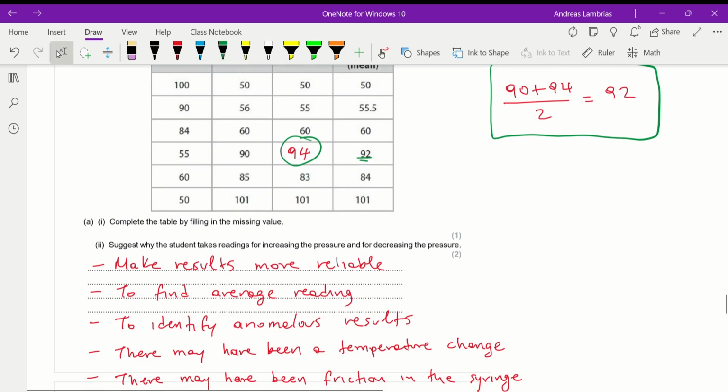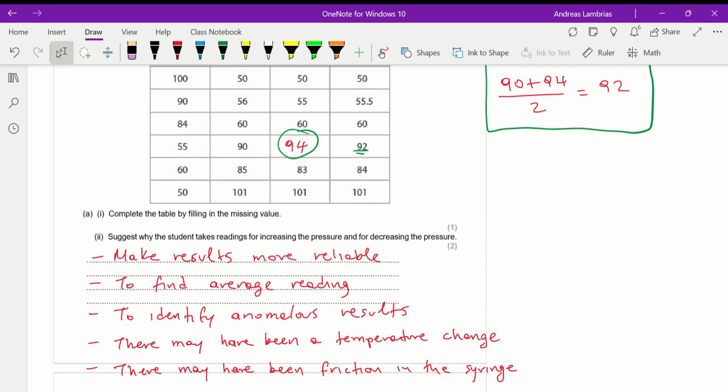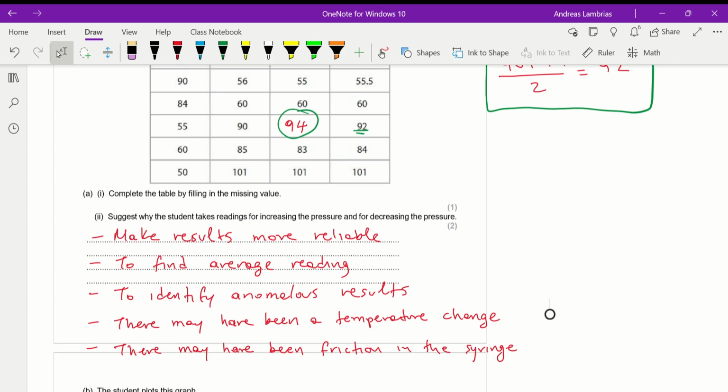And the second part is asking us to suggest why the student takes readings both when increasing the pressure, when adding weights, and when decreasing the pressure, when removing the weights, when unloading. So there are a few reasons for that. This question is for 2 points, so only 2 of these statements would be enough to get the marks. I'm just going to discuss a few other options as well.